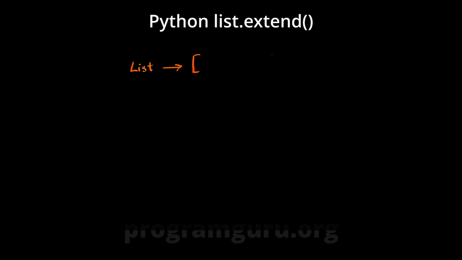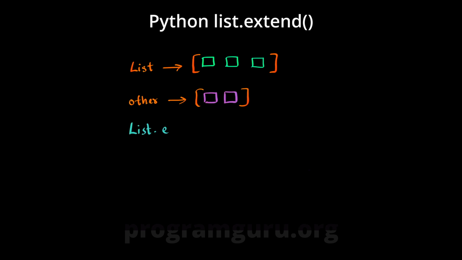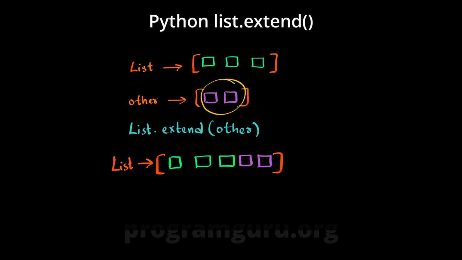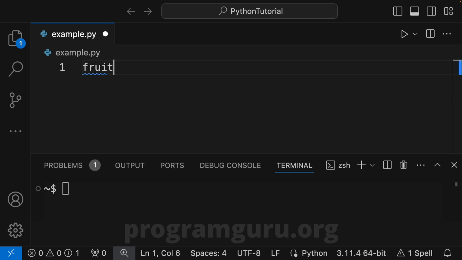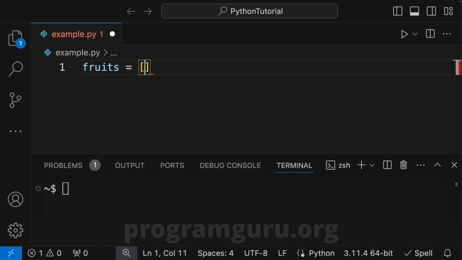Consider a list. When we call extend method on this list and pass other iterable as argument, the extend method adds all the items in the given iterable to the end of the list. For example, take a list of strings with fruit names. fruits equal to apple, banana, cherry.